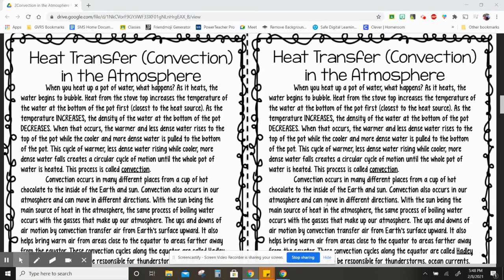Heat transfer, convection in the atmosphere. When you heat up a pot of water, what happens? As it heats, the water begins to bubble.